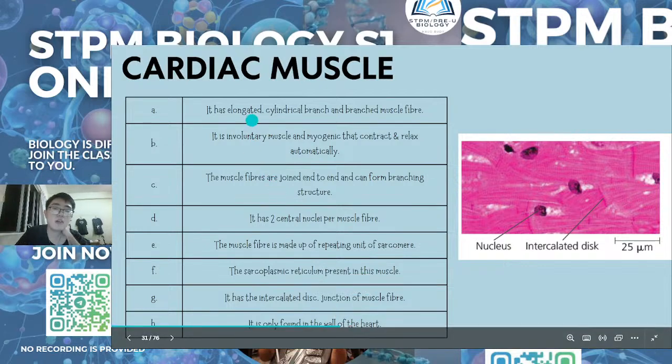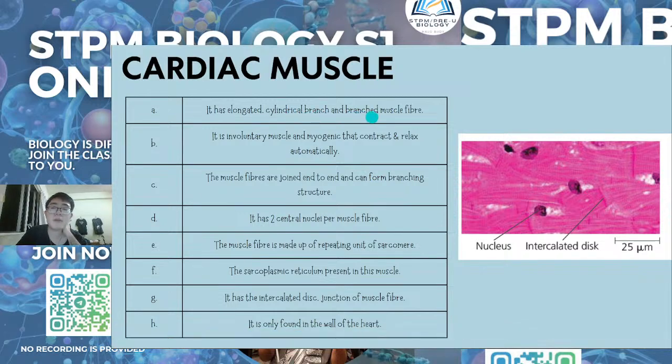So it is an elongated cylindrical, branched muscle. It is also a cylinder, but it is a branching muscle, meaning it has many branches. So you see here, it does have many branches. And it is an involuntary muscle. And the muscle fibers are joined end to end and can form branching structures. Skeletal muscle cannot form branches, but this one can form branches.